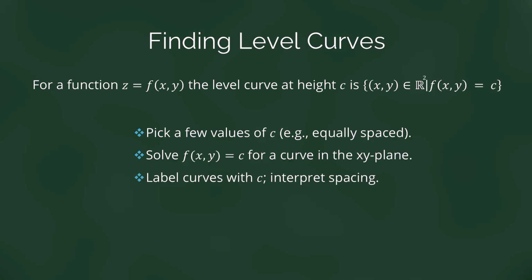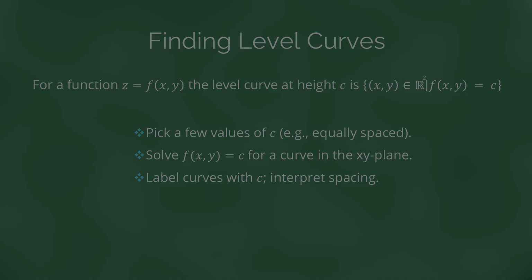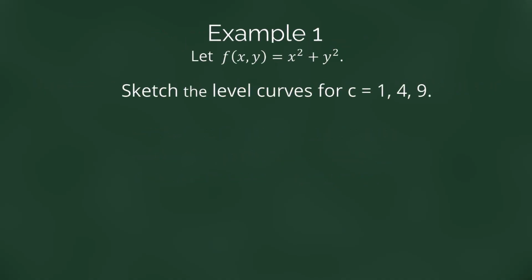To do so, we'll pick a few values of c. We might pick them to be equally spaced, but there's also times when you may choose them not to be. We're then going to solve a series of equations of the form f of xy equals c and see what curve that gives us in the xy plane. We can graph that, label the curves, and then we can interpret what those curves are telling us about our surface. Let's take a look at an example.